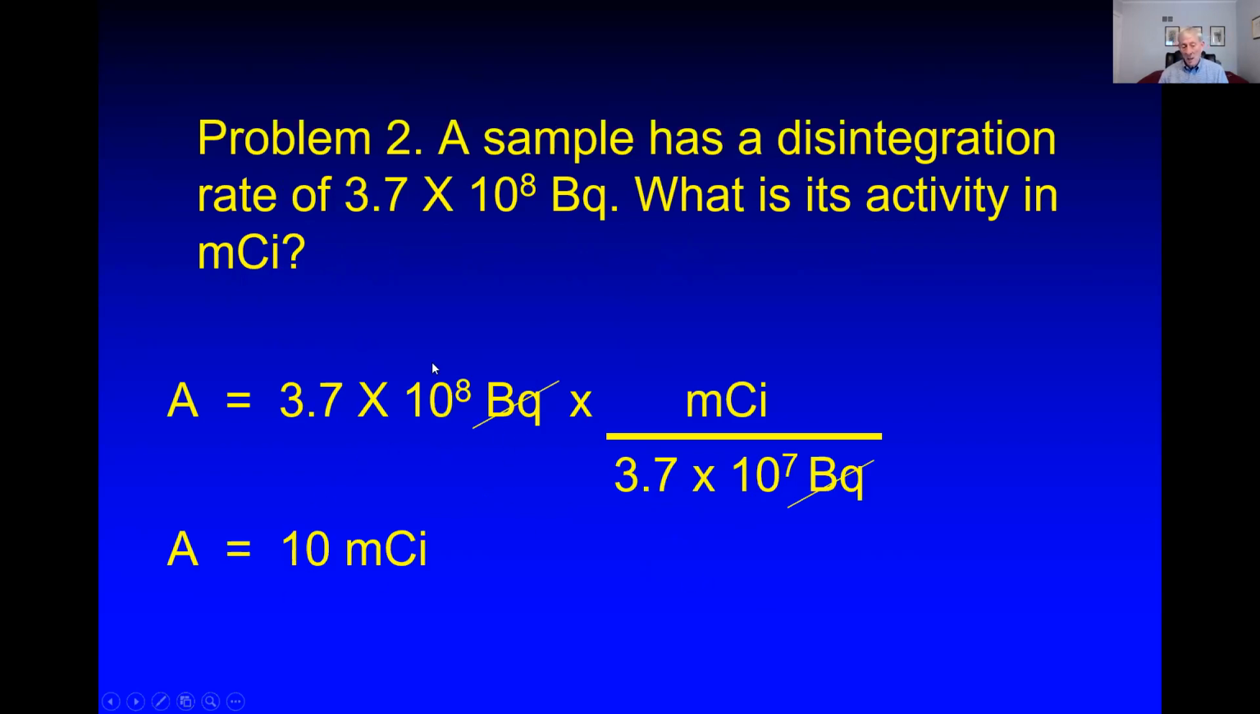Here's the math. This many becquerels times, by definition, a millicurie is this many becquerels. Becquerels cancel. 3.7s cancel. 10 to the 8th divided by 10 to the 7th is 10. Very easy problem. If I got that problem on my board exam, I would say, thank you, Lord, I'm going to get one right, because that is very simple.